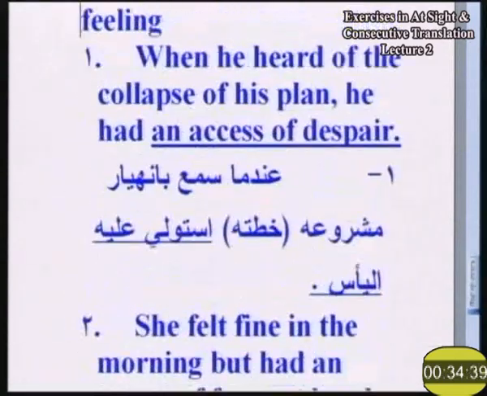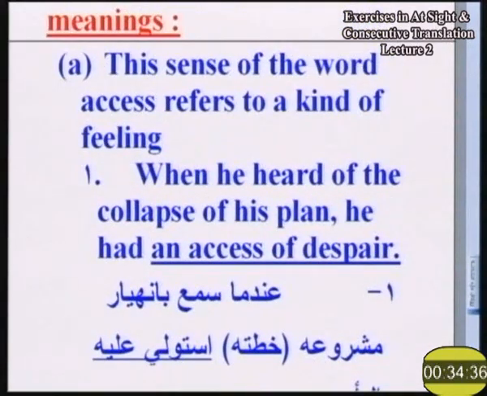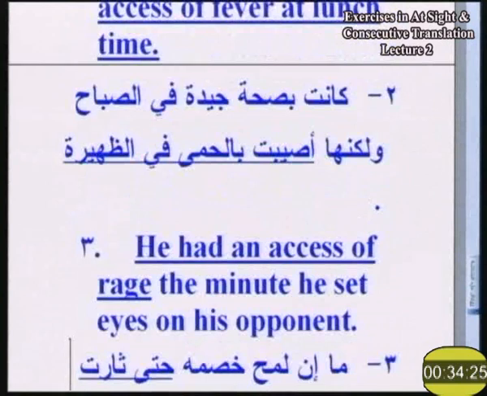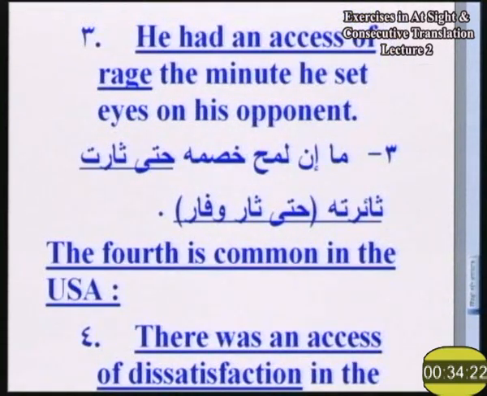As you can see in the first 3 sentences, the very first meaning of the word access is a kind of feeling, whether it is a feeling of despair or catching a fever or feeling angry. Now the fourth sentence is very much common in American English. Remember that we are dealing with British English all the time. This is our concern. But every now and then, we'll be mentioning some special information about American English. This fourth one is common in the USA.